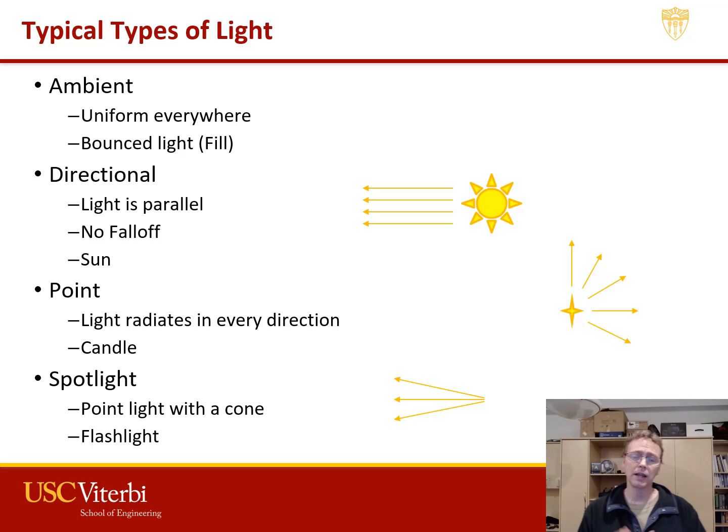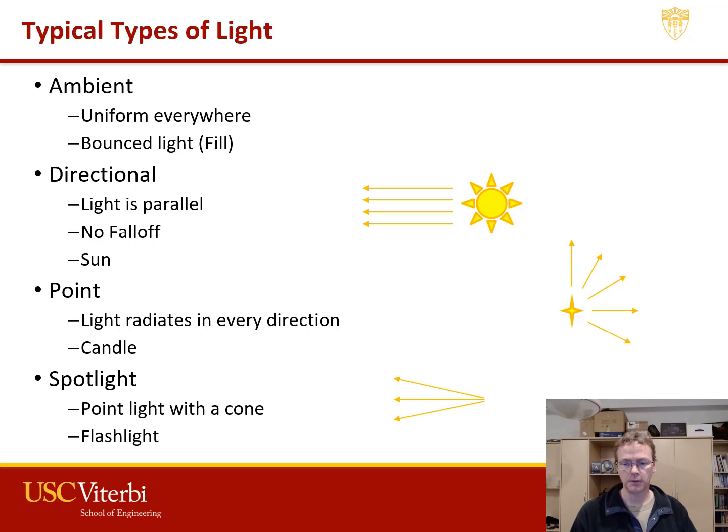Now, what we're modeling here is actually the most complicated thing to model, and that's probably why we've used the most simplistic form of modeling it. We are modeling bounced light. It says here, bounced light. What does that mean? Indirect light.